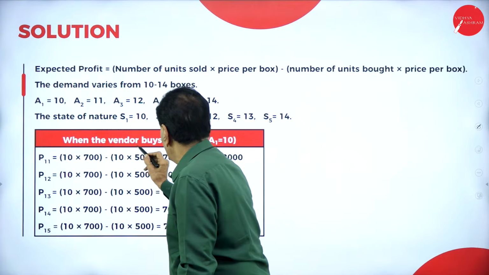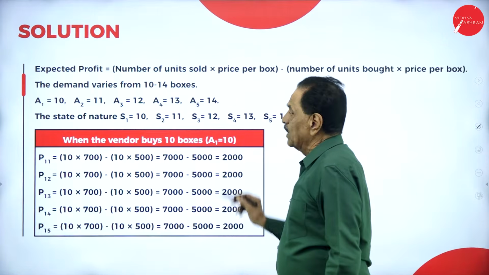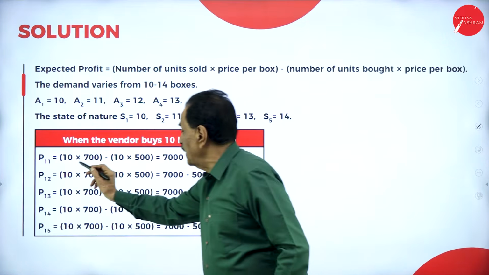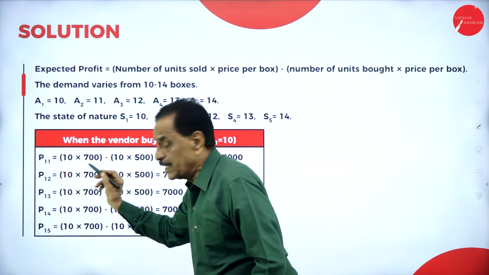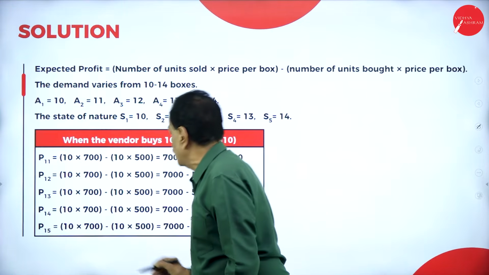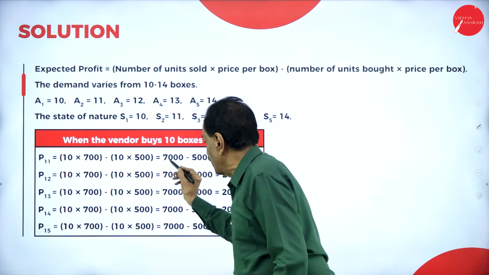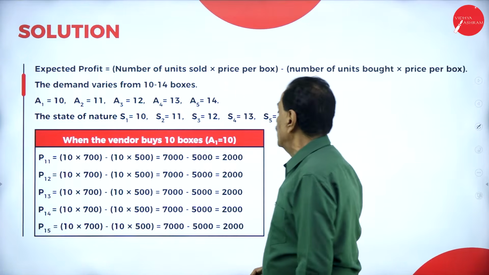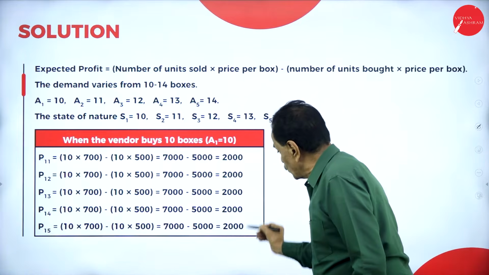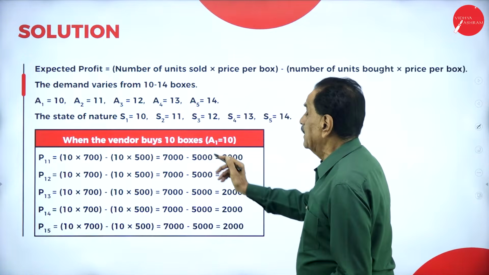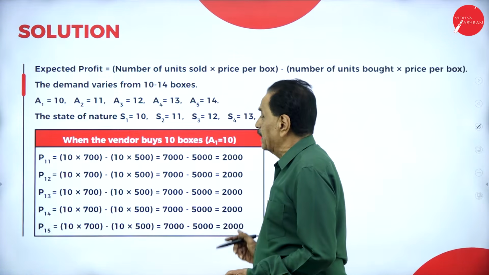When the vendor buys 10 boxes, A1 is equal to 10: 10 into 700, 10 into 700, 10 into 700, 10 into 700. The cost price is 500: 10 into 500, 10 into 500. So the value comes to 2000 when this is 10 boxes, A1 is 10.